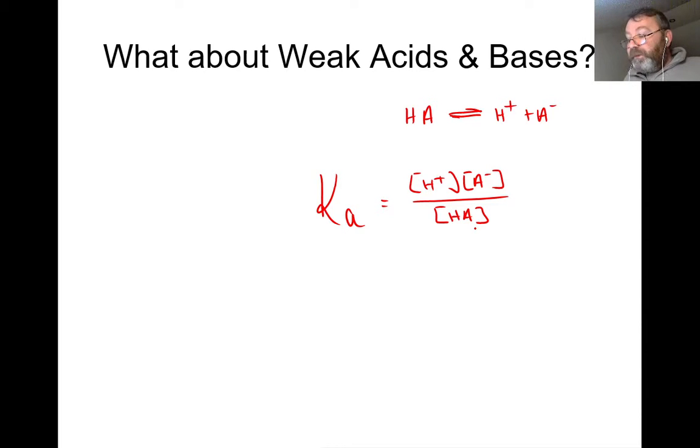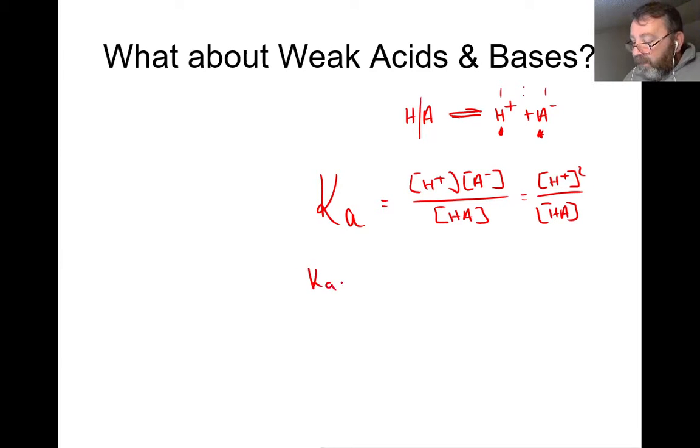Okay, now that's quite interesting because when we're dealing with a monoprotic acid, here's what we notice. The numbers of H plus and A minus that are produced as a result of dissociation are actually equal. So this thing basically breaks down the middle, gives you one H plus and one A minus in a ratio of 1:1. So therefore, I could rewrite this and say, well, if these are equal in number, then it's the same as the concentration of H plus squared, okay, over HA. Now, what does that give me? That gives me the following. Ka equals the concentration of hydrogen ions squared over the concentration of the original acid.